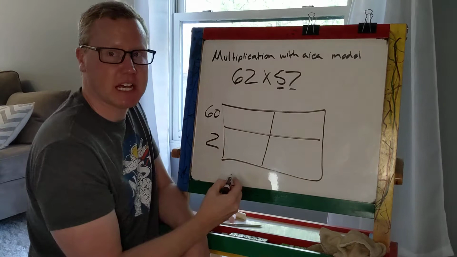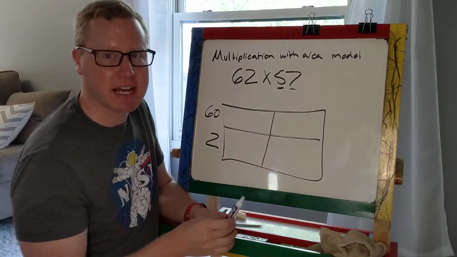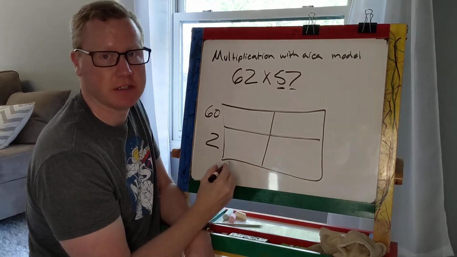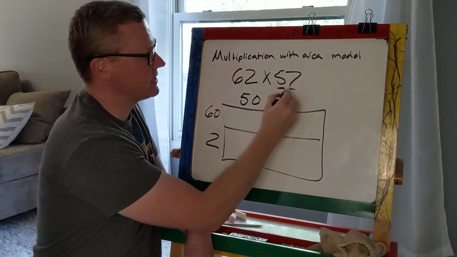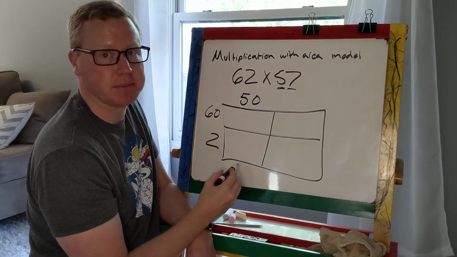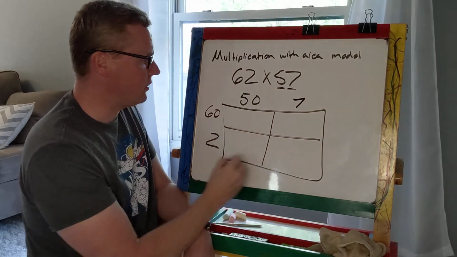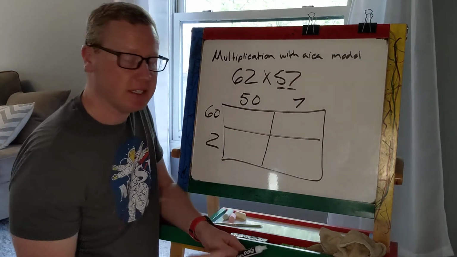Let's break up 57 here. I'm going to give a slight pause. You tell me the answer, say it out loud. What is the 5 worth here? Correct, 50. What is the 7 worth here when I break it up? Correct, 7. Now we can just multiply these chunks together, which should be a lot easier.